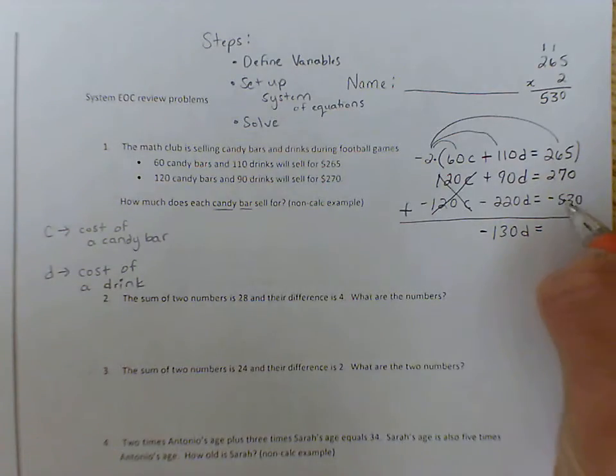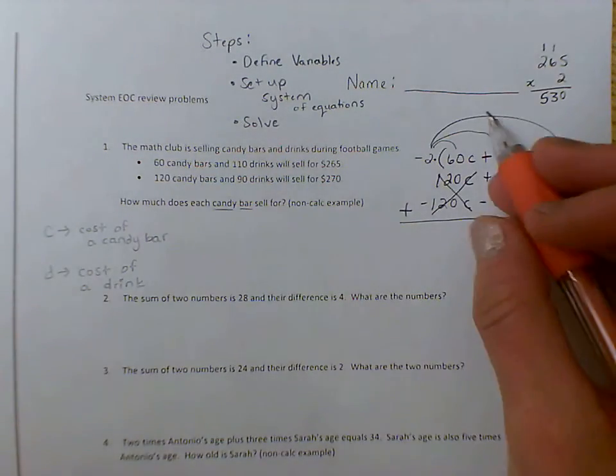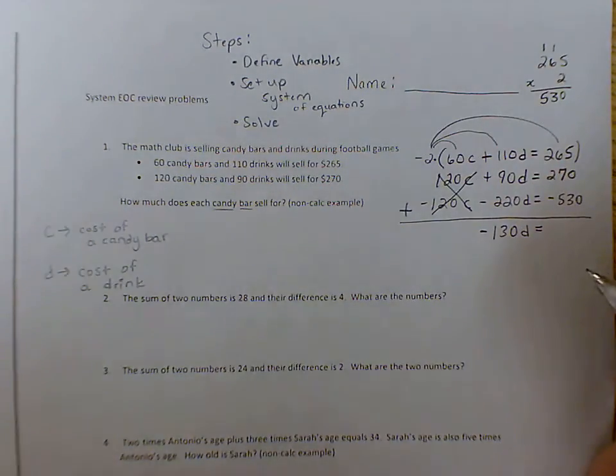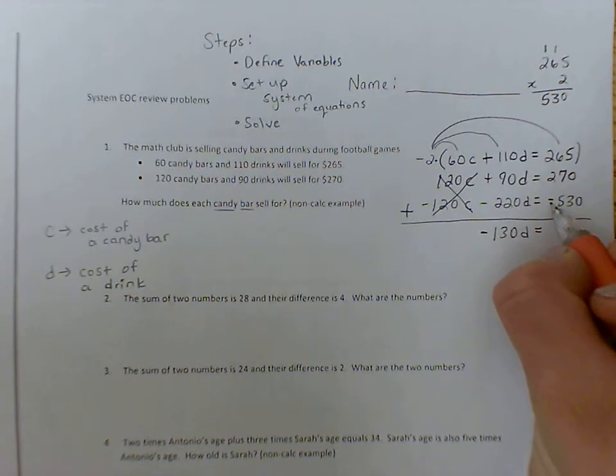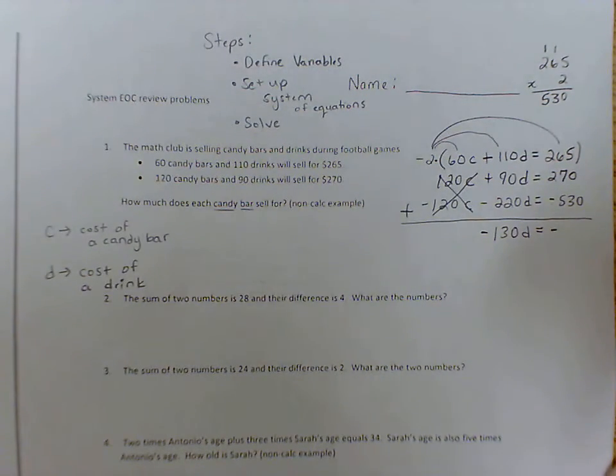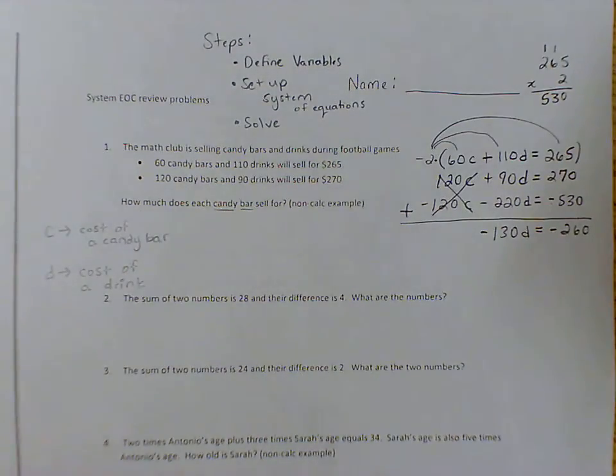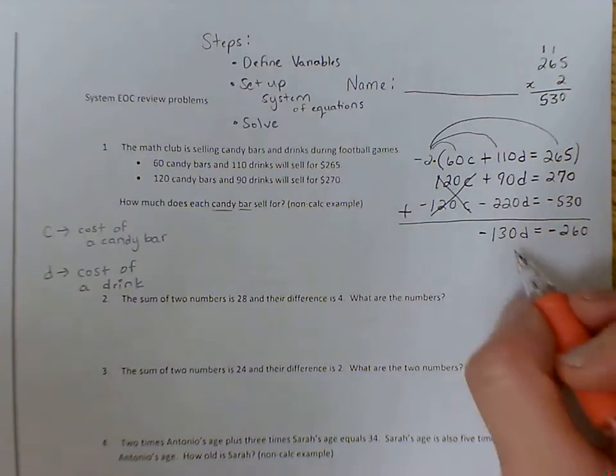And so again, you'd kind of have to think through that, and you could go to the side and do a little subtraction if you wanted to, but the bigger number is negative, so the answer will be negative. And then you could take 530 minus 270, and you will figure out that that ends up being 260. Okay, and then from there, you've got to keep solving.